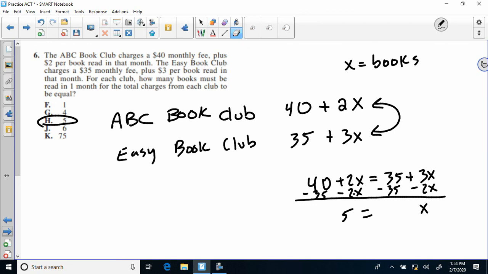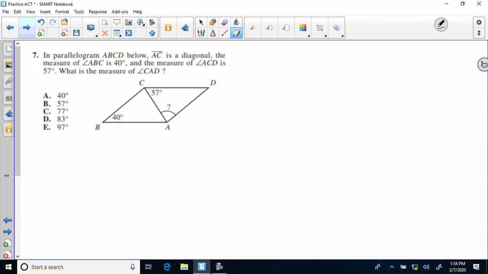Number 7. It says in parallelogram ABCD below, AC is a diagonal. The measure of angle ABC is 40, and they even wrote it in your picture, so it's easy. And the measure of ACD is 57. They also drew that in your picture. And they asked, what is the measure of CAD? So if I have parallel lines, they told you that this is a parallelogram. Parallelogram means the lines are parallel. So I'm going to draw this line and say they're parallel. And I have a transversal that's cutting right up here.